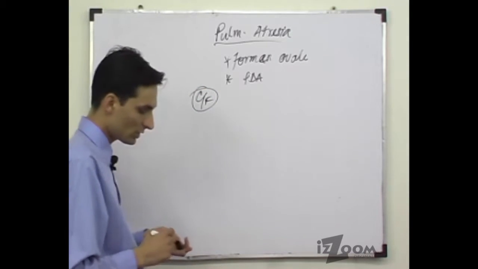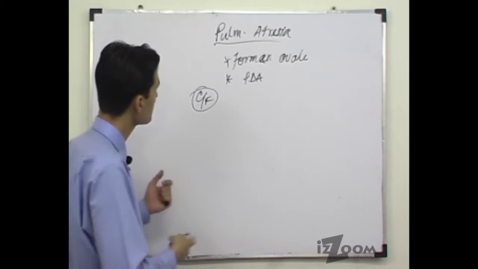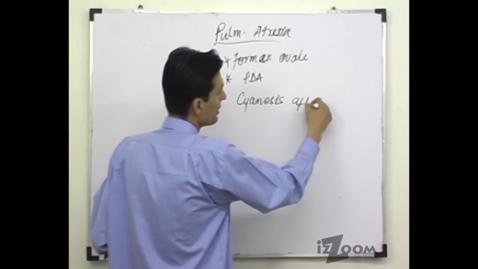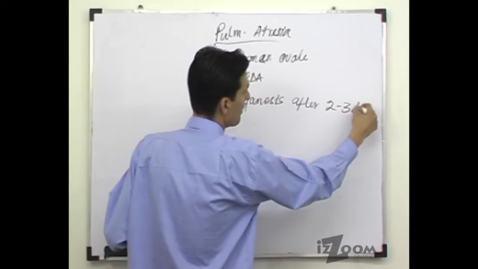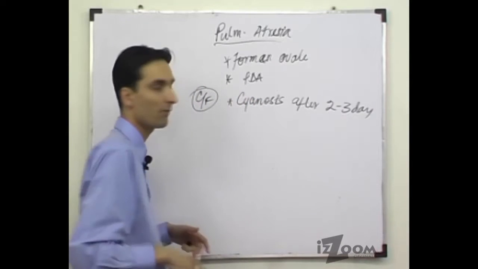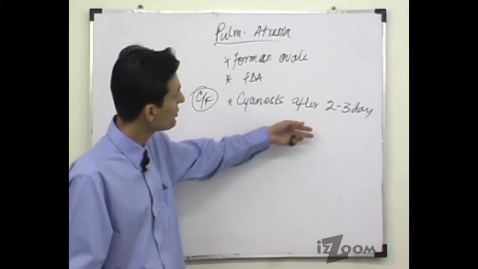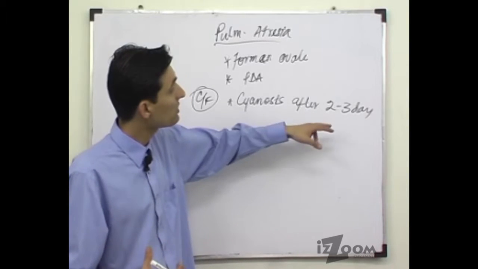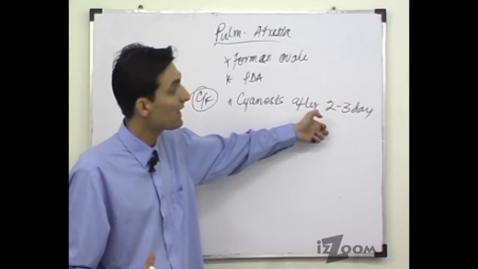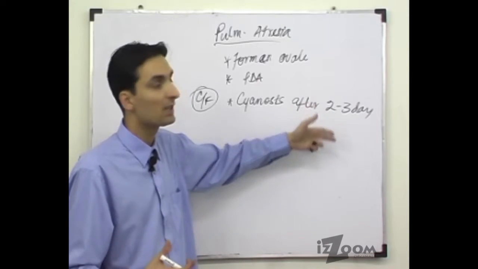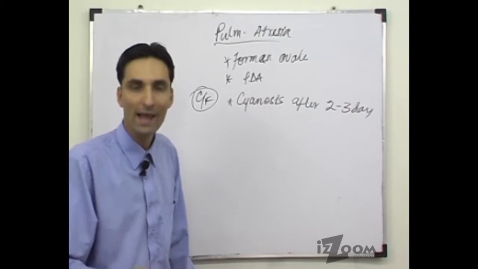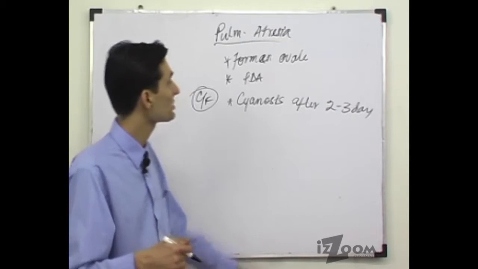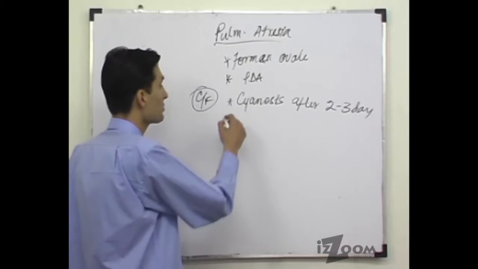The clinical features are that these patients will present to you with cyanosis after 2 to 3 days of birth. What is the reason for presenting with cyanosis after 2 to 3 days of birth? It is after 2 to 3 days after the birth of the child that the ductus arteriosus closes, and it is only after closure of the ductus arteriosus that these patients will present to you with cyanosis.